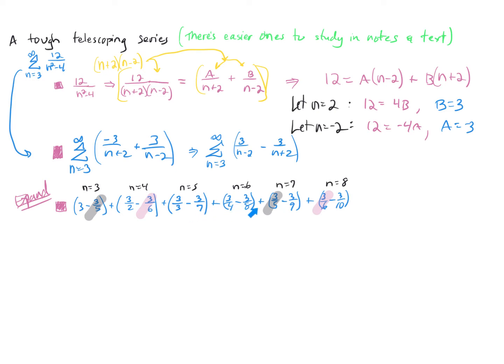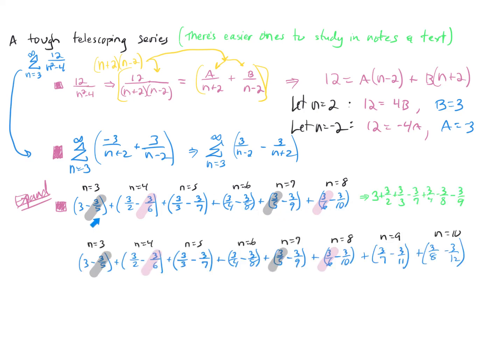Negative 3/7. I'm not seeing the 3/7, but I know that the next first term is going to be 3/5, 3/6, 3/7. But if we stopped at n equals 8, nothing else cancels out. Not the 3/7, not the 3/8, not the 3/9, not the 3/10. So if we stopped with n equal 8, then only 2 pairs cross off, and we're left with 3 and 3/2 and 3/3 minus 3/7 plus 3/4 minus 3/8 minus 3/9 minus 3/10.